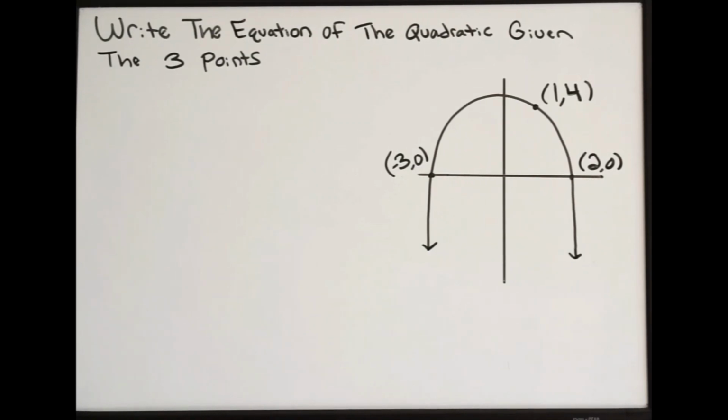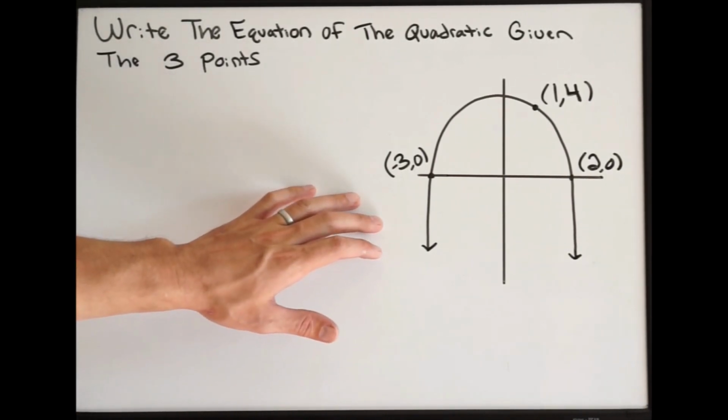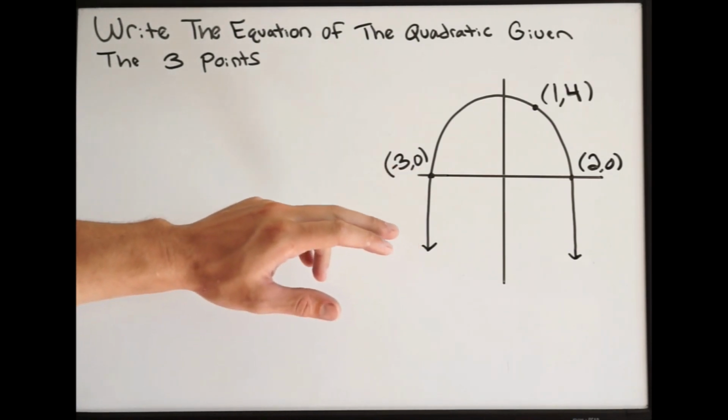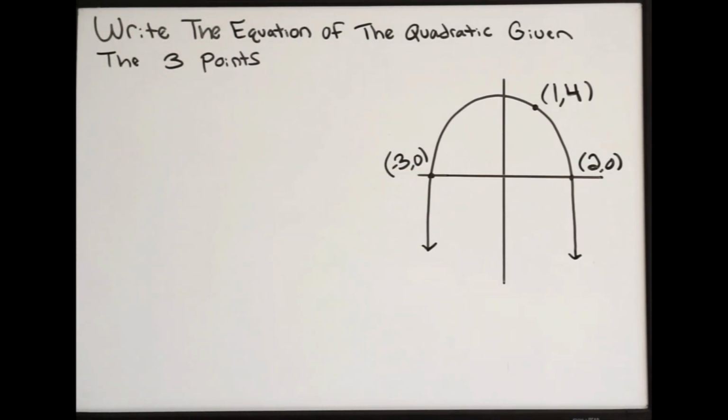Okay, so in this example, we're being asked to write the equation of the quadratic given the 3 points. Notice off to the right here that we have a quadratic opening downward, and we're given 3 points on that quadratic. And they want us to write the equation of this particular quadratic.